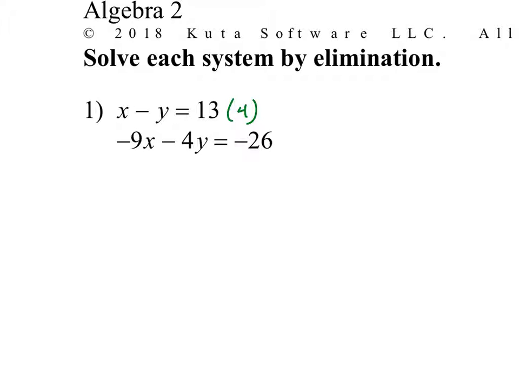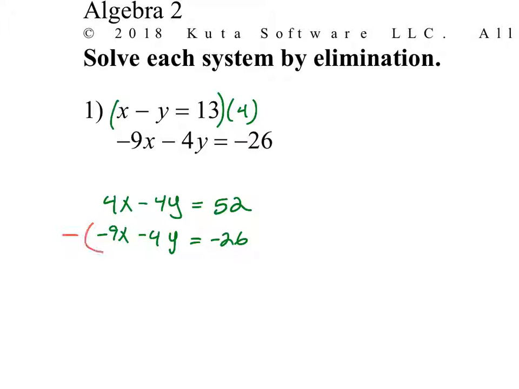So I'm going to have my equation. The first one, we're multiplying everything, so 4x minus 4y equals 52. Now I'm going to bring down this other equation: negative 9x minus 4y equals negative 26. Now I'm going to subtract the equations. That means this is going to become positive, this is going to become positive, and this is going to become positive. Because I'm subtracting, everything changes to the opposite.